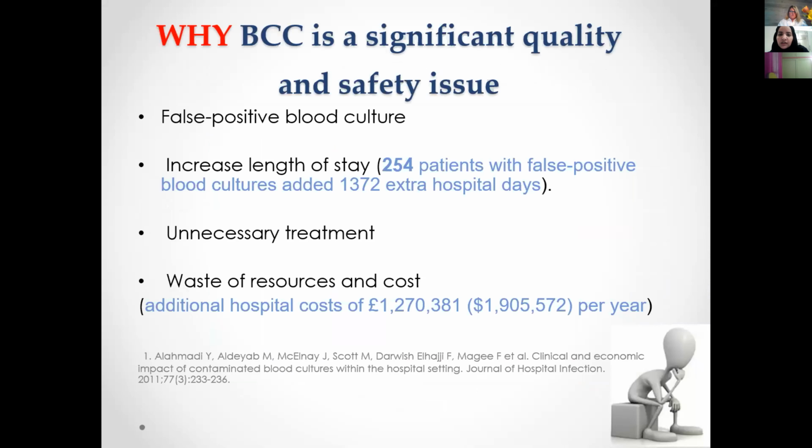So why are we thinking about blood cultures? Because blood culture contamination is a part of quality and patient safety. A contaminated blood culture will lead to a false positive result and will increase the length of stay. One study found that 254 patients with a false positive added 1,372 extra hospital days. It will cause unnecessary treatment. We may give a patient a false or wrong antibiotic.